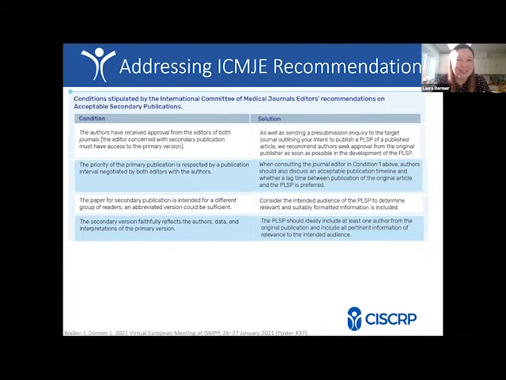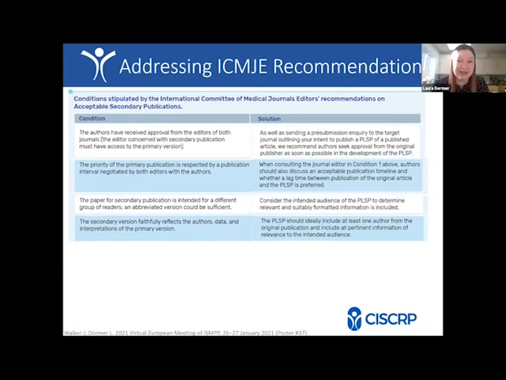And as is often the case, we referred to the resources that are created by the ICMJE, which, for those of you that perhaps aren't familiar with that, is the International Committee of Medical Journal Editors, which some of you may know is the source of a lot of journals' authorship policies, for example. They very helpfully also had some recommendations on what they call acceptable secondary publications, which we decided PLSPs qualified for. So I'll just very quickly talk you through some of the points there.